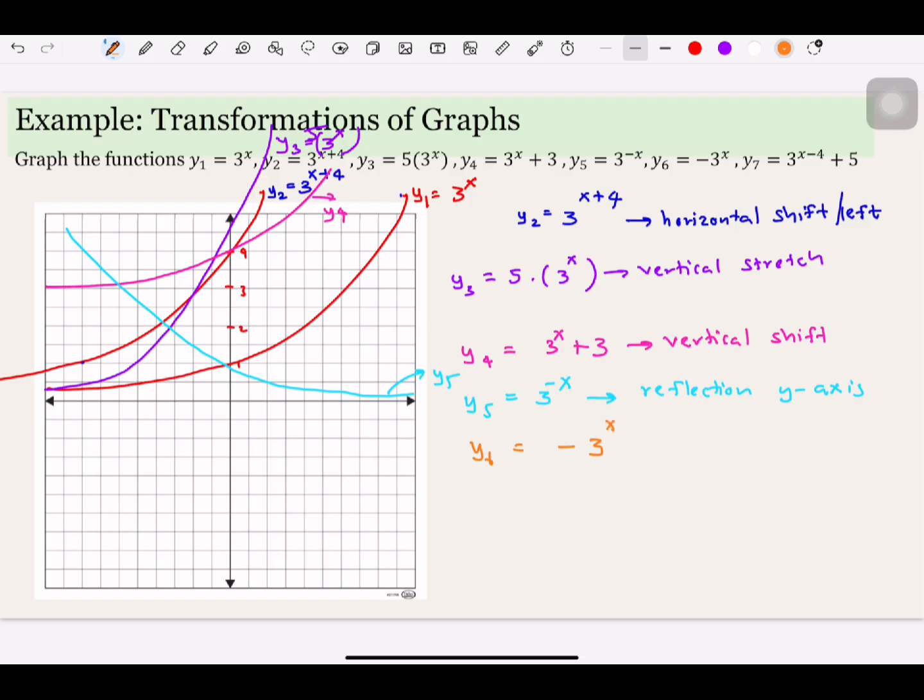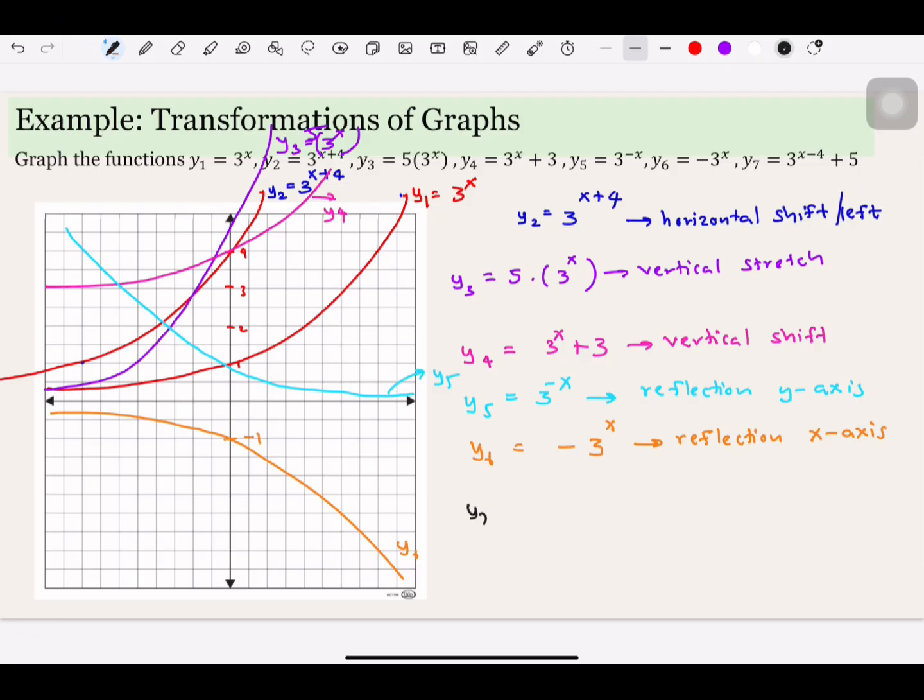So here, this is again a reflection, but across the x-axis. So the graph is flipped upside down. So instead of rising, now it falls below the x-axis as x increases. So now it's going to be something like this. So this is your y6. So here the y-intercept is -1.